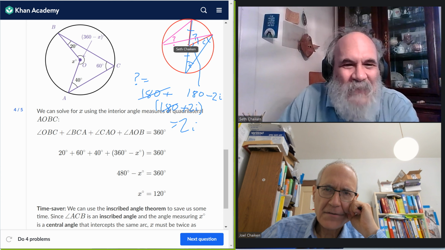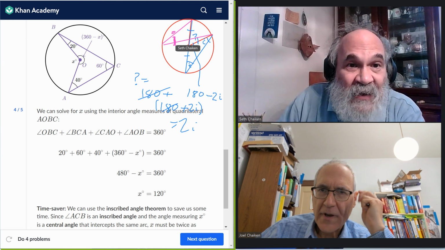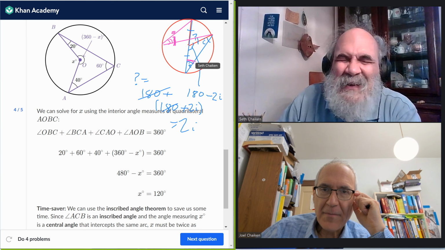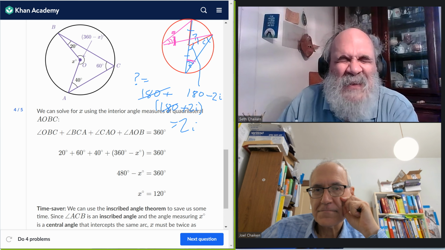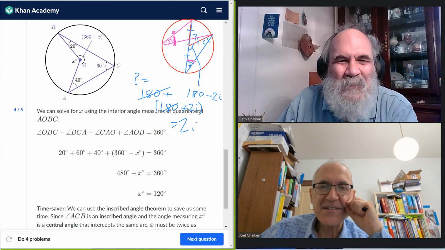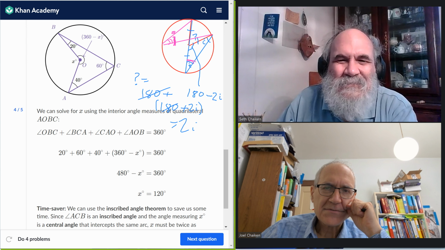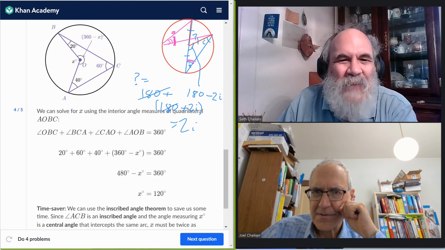How do you know that this angle here is equal to this angle there? You probably use some sort of congruent triangle thing. No, they're not congruent triangles. They're similar triangles. No, they're not similar either. Can't be similar.